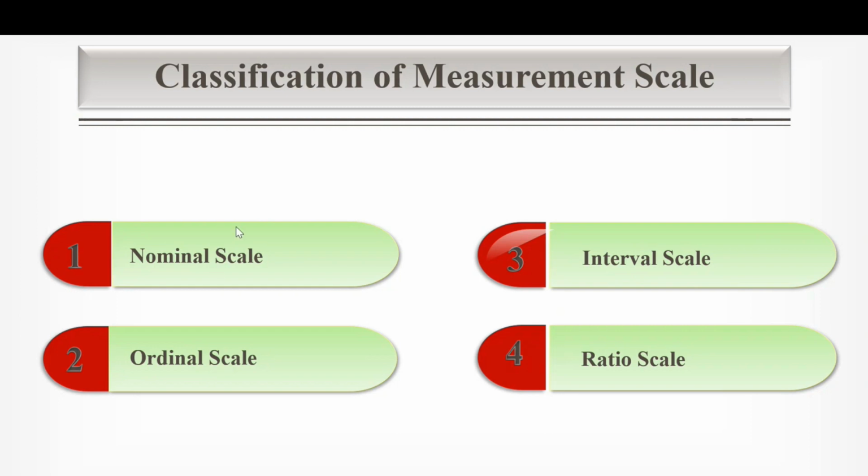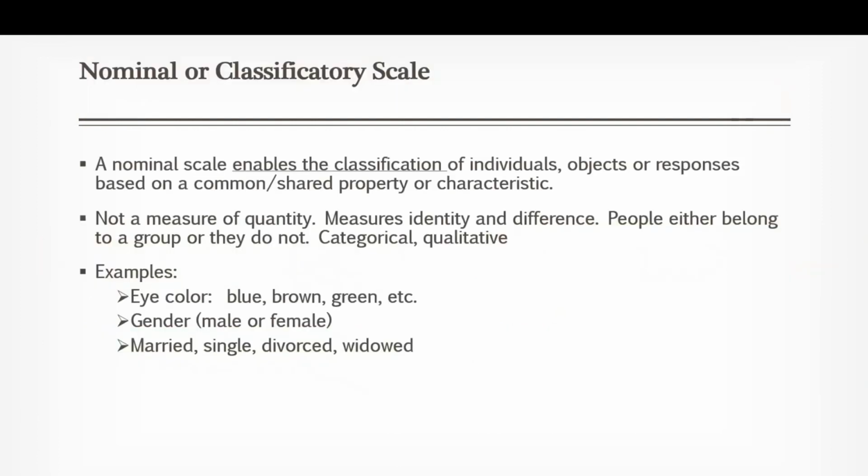Now, we have 4 measurement scales, and these are applicable for all studies. Your study parameters, your variables, will be measured on any of these 4 scales: nominal scale, ordinal scale, interval scale, or ratio scale. The first scale is nominal, the second is ordinal, the third is interval, and the fourth is ratio. One by one, we'll see in detail what these scales are.